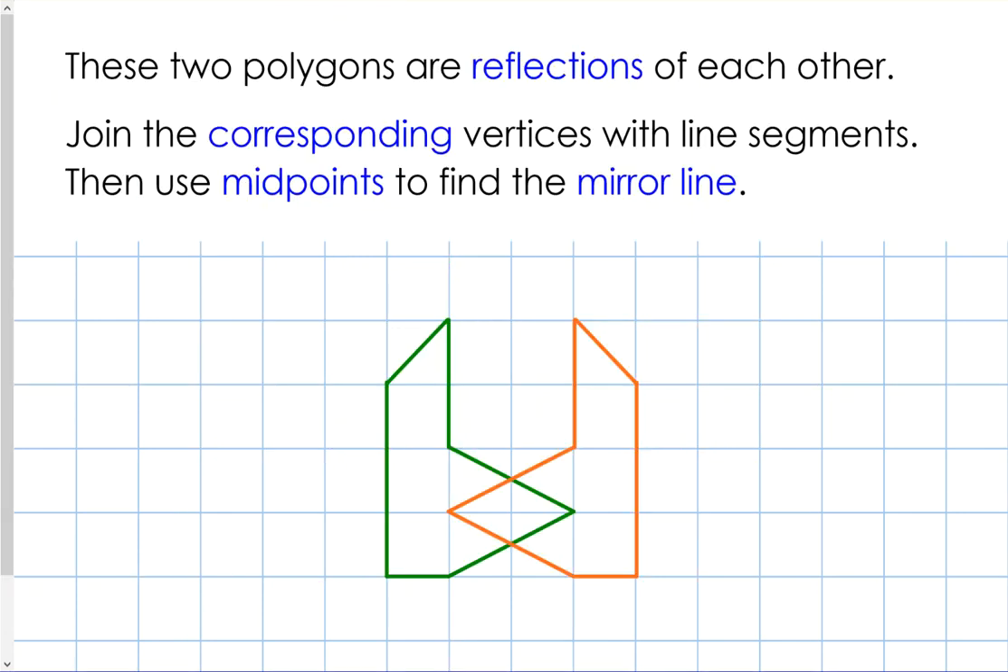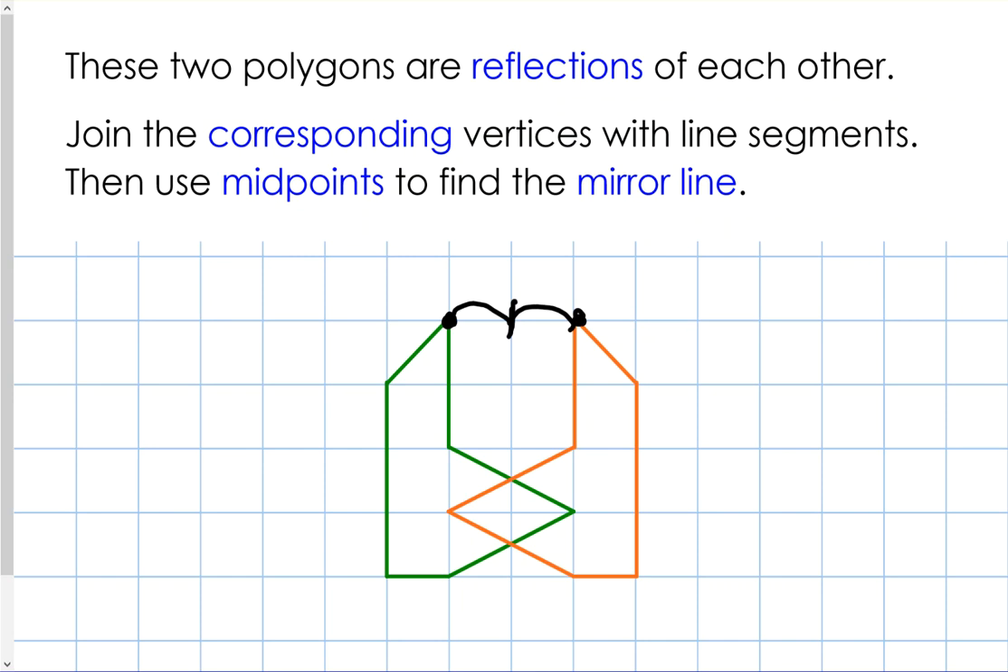Let's look at one more example together. These two polygons are reflections of each other. Join the corresponding vertices with line segments, then use their midpoints to find the mirror line. So, what does that mean? If we look at a vertice where two lines join, let's find the corresponding vertice on the orange image. Point to it with your finger. Correct, it's up here at the top. Those two vertices are separated by 2 units. Our mirror line will be halfway.